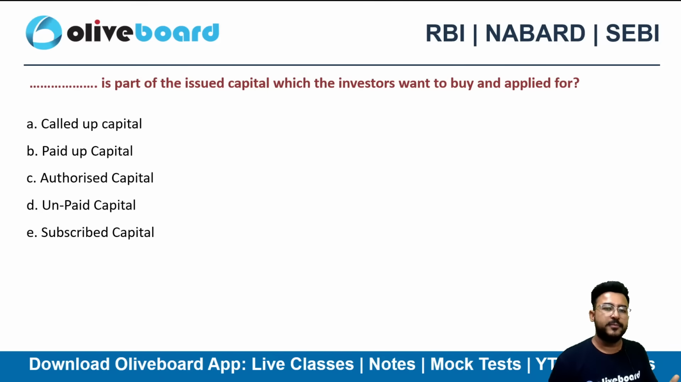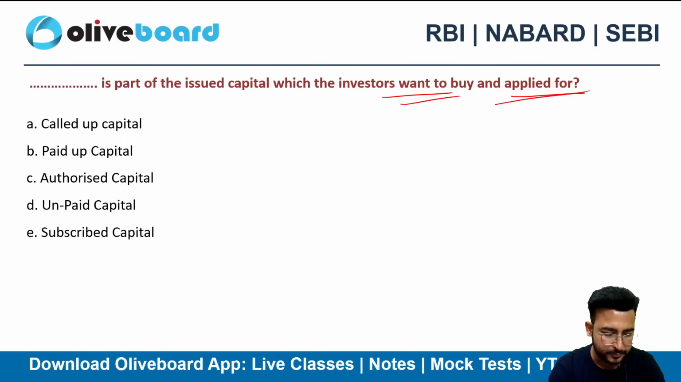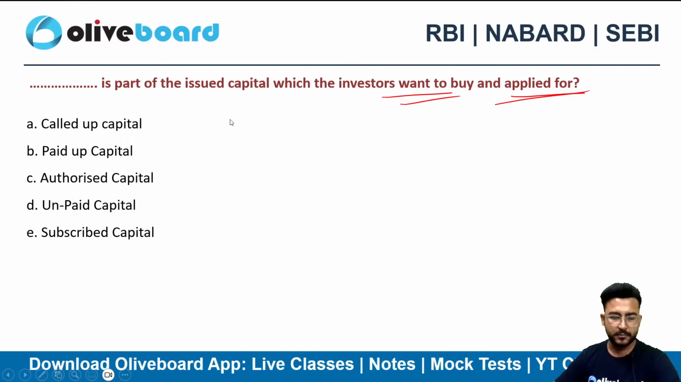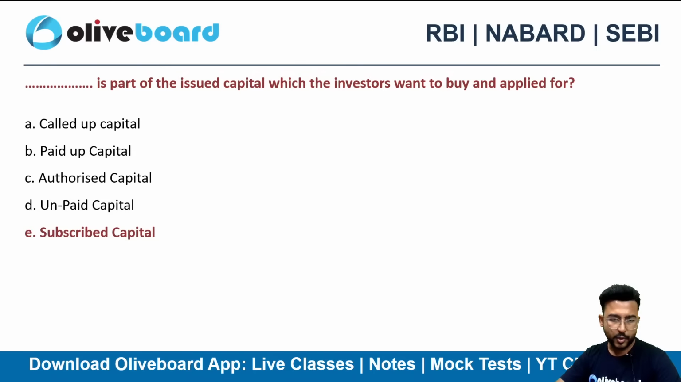Which part of the issued capital do the investors want to buy and have applied for? And the correct choice here is option E. Option E is the correct choice. Subscribed capital. Next one.